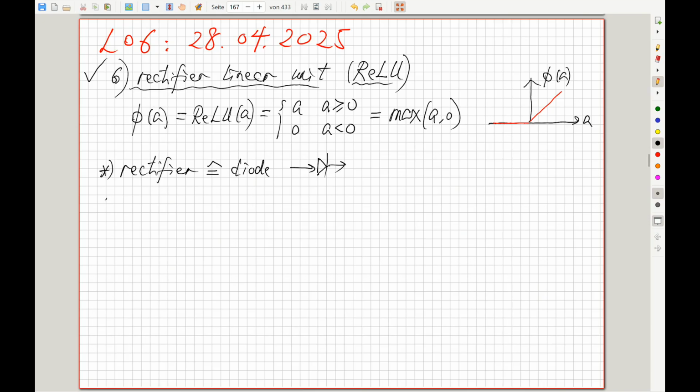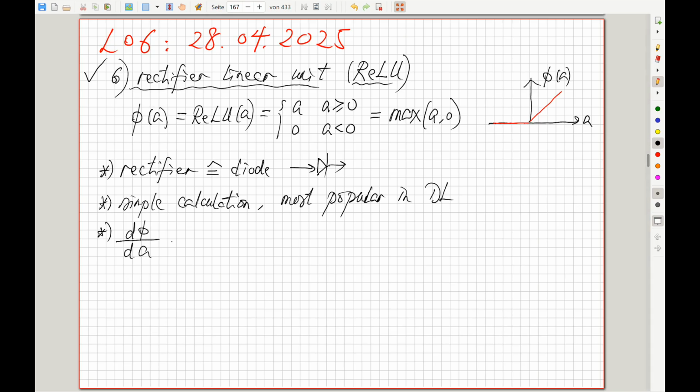So you see we have very simple calculations, most popular in deep learning. And we can also easily calculate the derivative, because we need the derivative later in backpropagation during training. And it's very simple. If A is positive, the derivative is equal to 1. If A is negative, the derivative is equal to 0. So this is nothing else than the unit step function of the input.